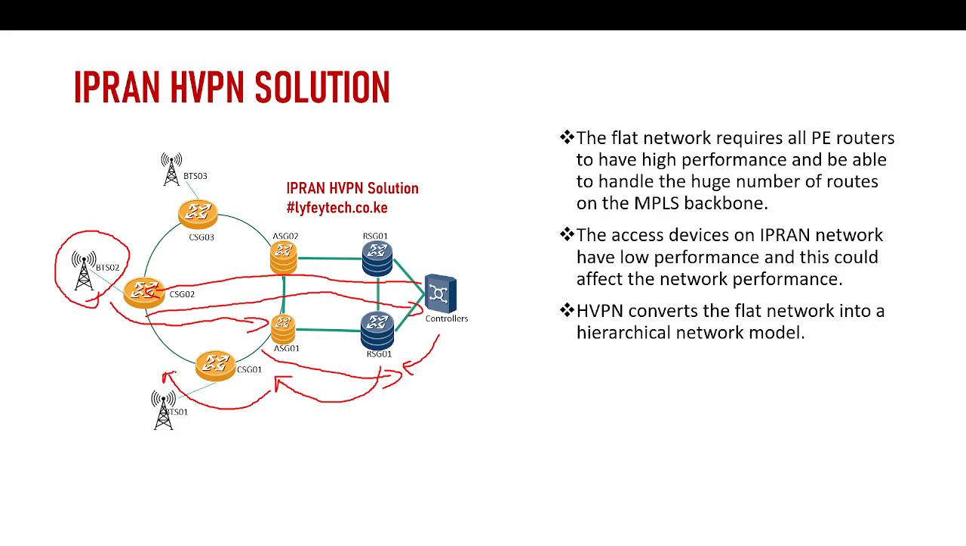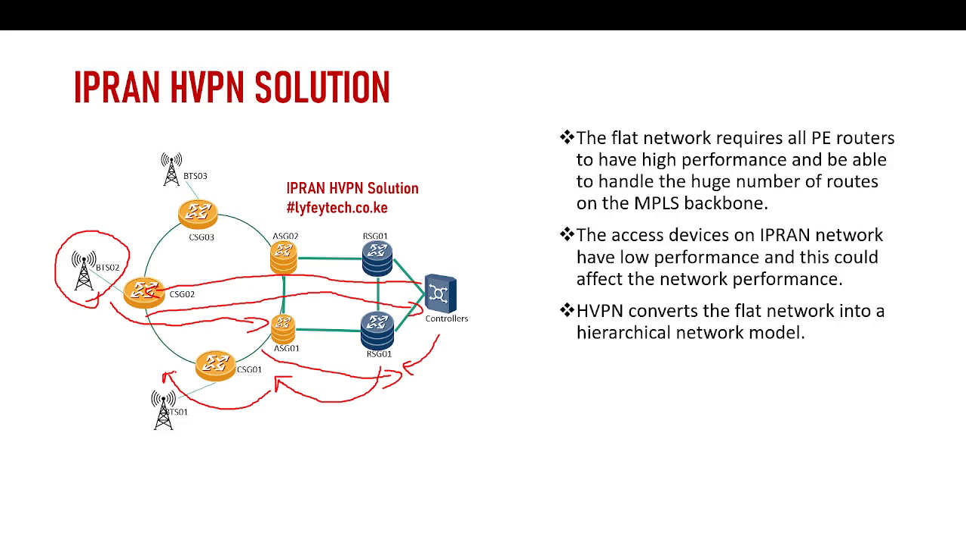So we can have different mechanisms to achieve this, and this is why in this episode and upcoming episodes we'll be discussing the HVPN solution, the hierarchical VPN solution that is commonly used on IPRAN network, especially for the service provider network. So this one will help us to achieve the route exchange between different nodes, between different entities on the IPRAN network. So traditionally we have the flat network.